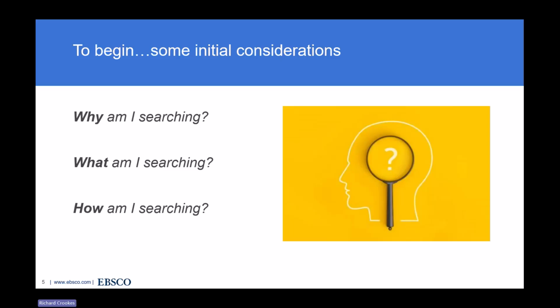So in terms of the beginning then, some initial considerations in the context of a systematic search of literature. The first thing, of course, is why am I searching? It's in support for what? Okay, so the purpose of the search. What am I searching? What are you looking for? The kind of content, the coverage, etc. And also, how am I searching? Which resources will I be using? What limitations? What parameters should I factor into the search itself?